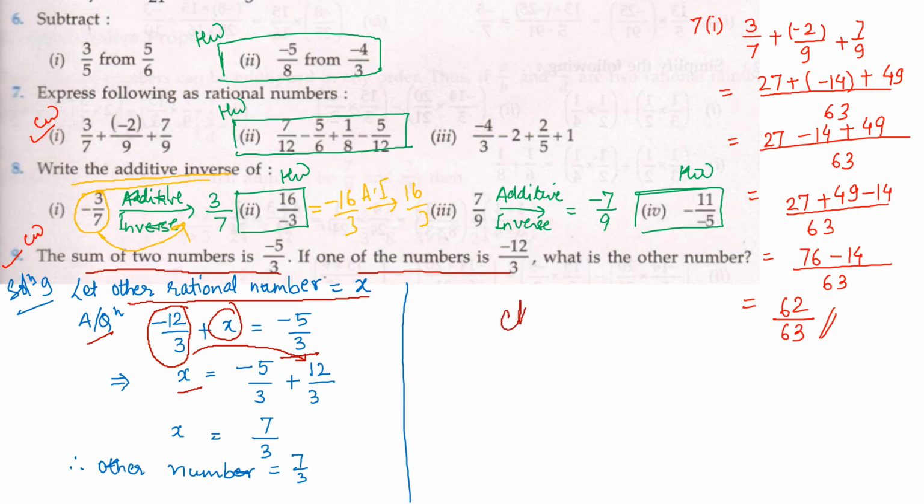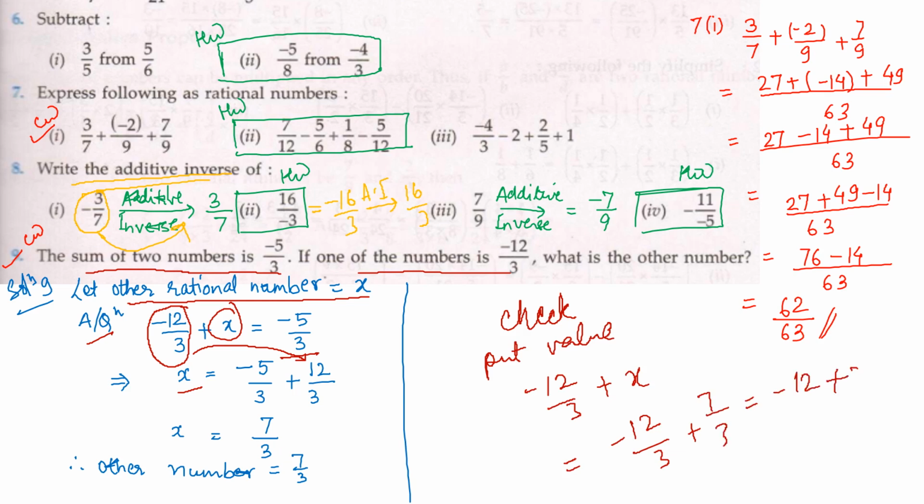You can check also. How are you going to check? In place of x, put value of x. Okay. Now minus 12 by 3 plus x. How much is x? Minus 12 by 3 plus x is 7 by 3. So minus 12 plus 7 by 3 is minus 5 by 3. Minus 5 by 3 and minus 5 by 3. So the answer is correct. Clear? There is always a technique of checking whether we have done correct or not.